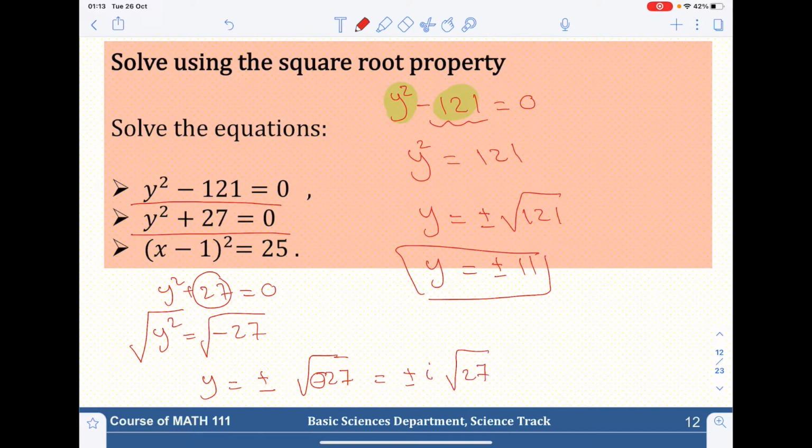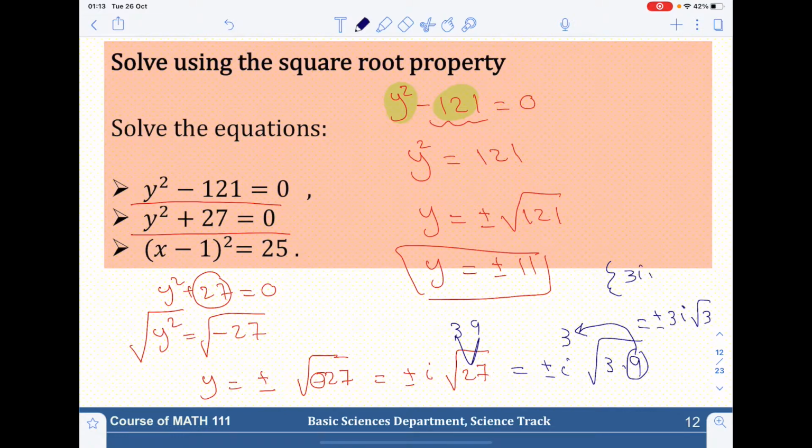Also, 27 can be written as 3 times 9. So plus or minus i, the square root of 3 times 9. The 9 can come out of the root as 3. So this would be plus or minus 3i root 3. Okay, so the solution set here is 3i root 3 and negative 3i root 3.